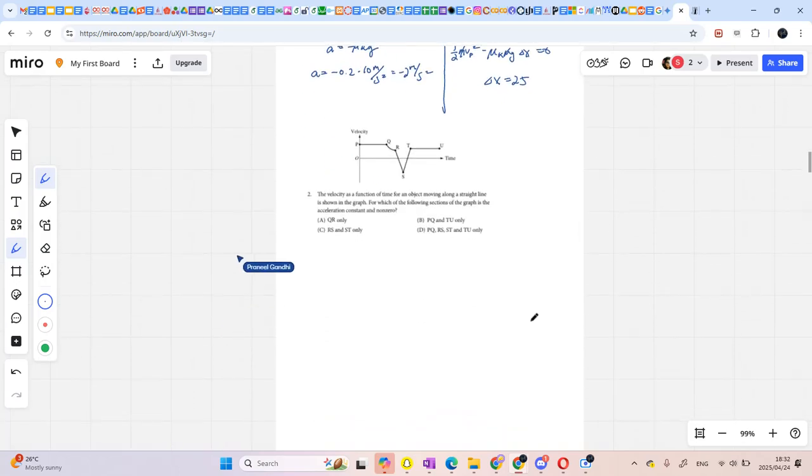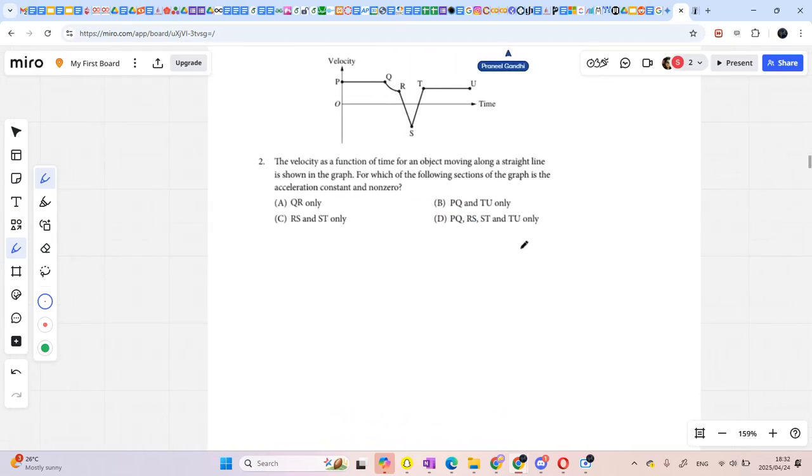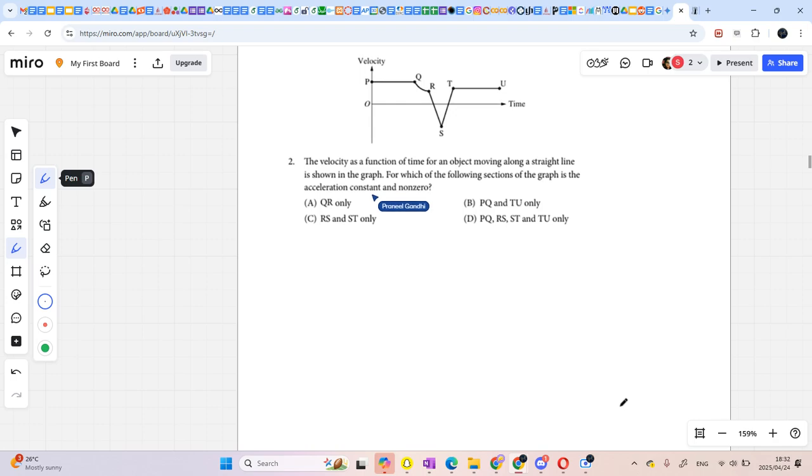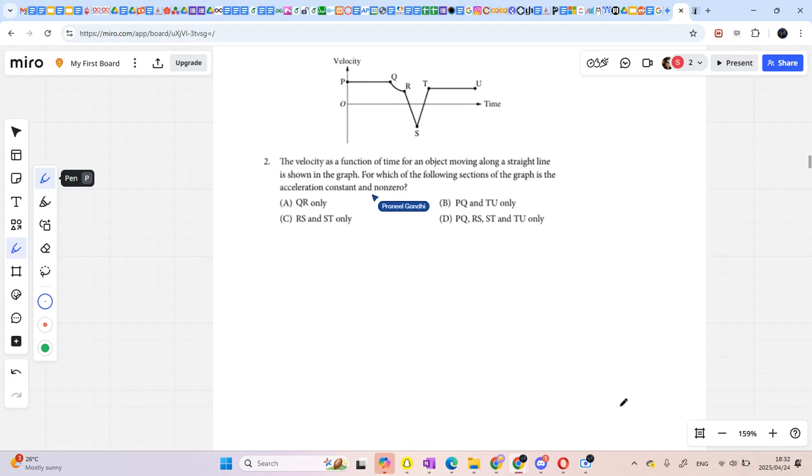All right, let's go on to question 2 now. For this next problem, the velocity as a function of time for an object moving along a straight line is shown in the graph. For which of the following sections of the graph is the acceleration constant and non-zero? So acceleration is constant and non-zero.